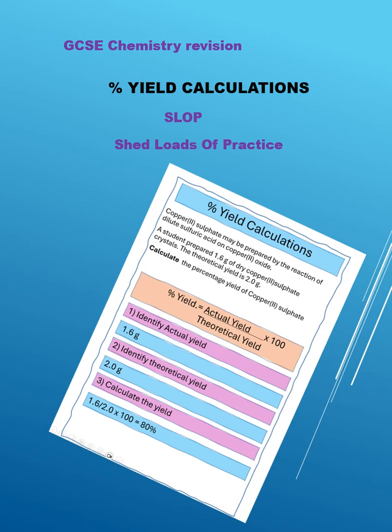This is part of my SLOP series, looking at the percentage yield calculations for GCSE chemistry revision. The aim is for you to complete shed loads of practice on percentage yield calculations.